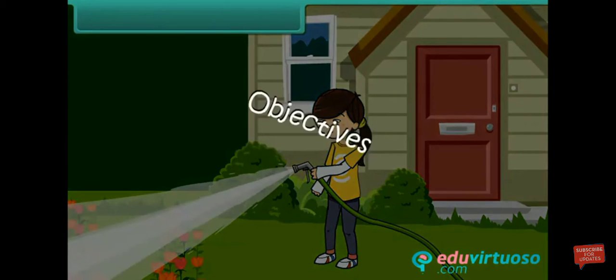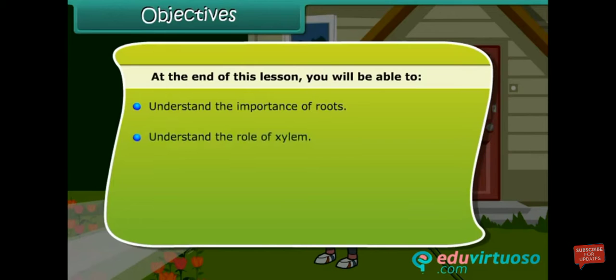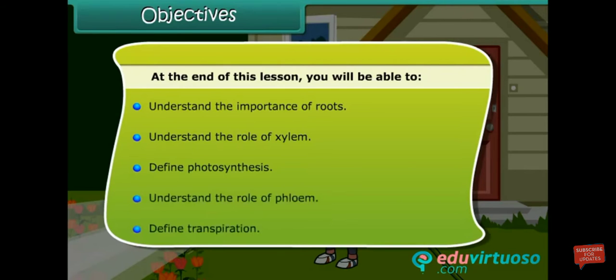Objectives. At the end of this lesson, you'll be able to understand the importance of roots, understand the role of xylem, define photosynthesis, understand the role of phloem, define transpiration.